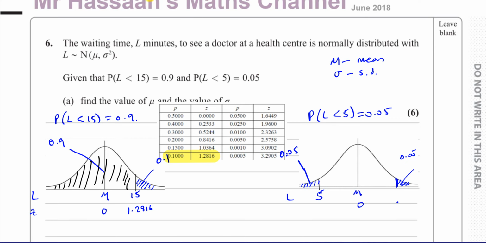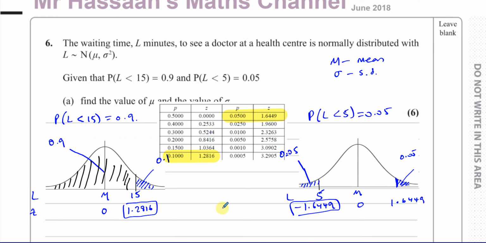So if I go to 0.05 now, I see I've got it on the table, and the Z value on this side is 1.6449. Therefore, the Z value that I'm looking for is negative 1.6449. And that's my Z value for this, and that's my Z value for that.